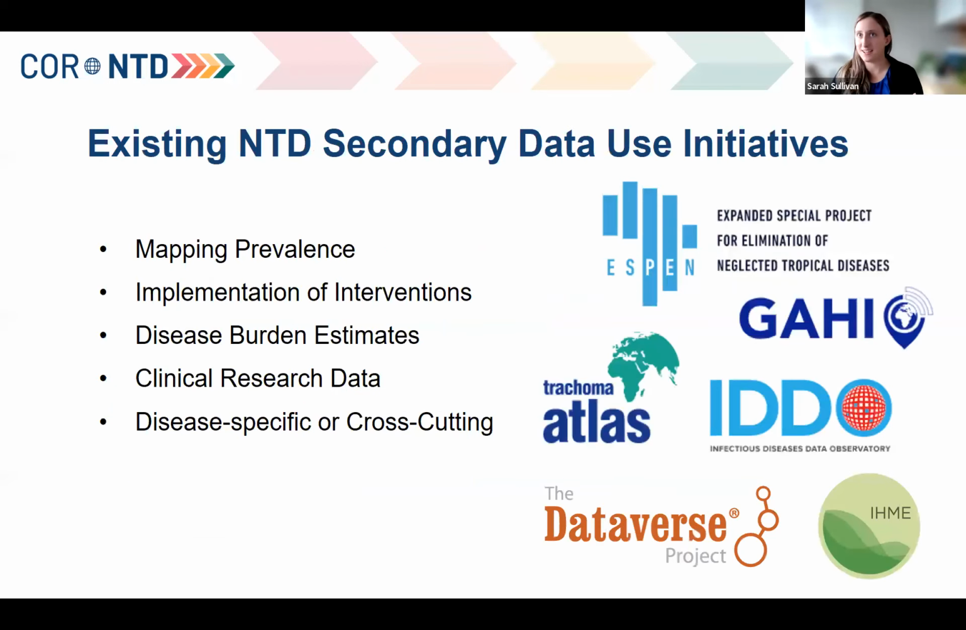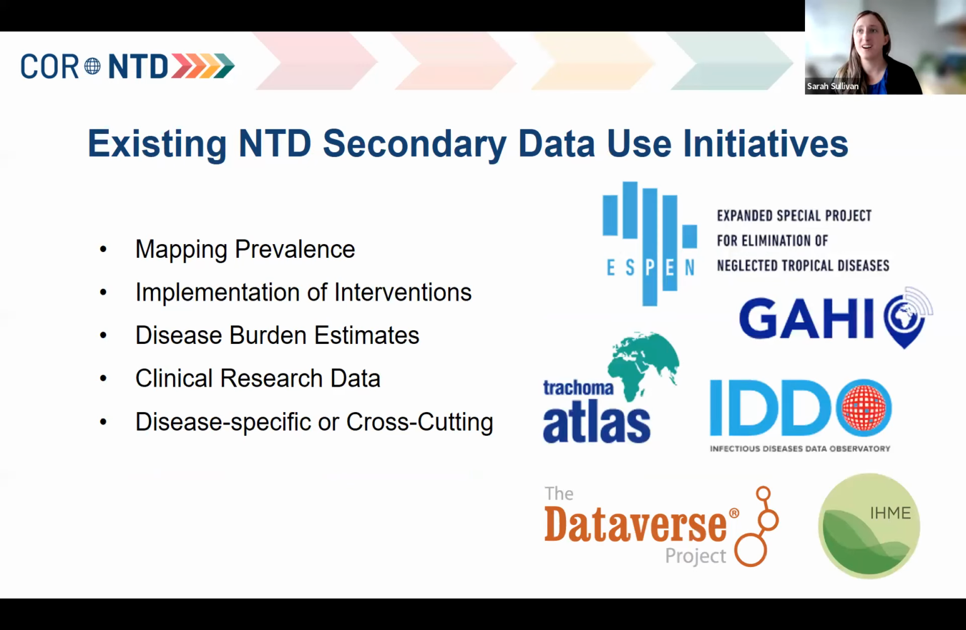So thinking about secondary data use, specifically in NTD, there are a lot of examples of secondary data use initiatives and data sharing initiatives. These are used for mapping prevalence, looking at the implementation of interventions, disease burden estimates, sometimes clinical research data, and they can either be disease specific or cross-cutting.